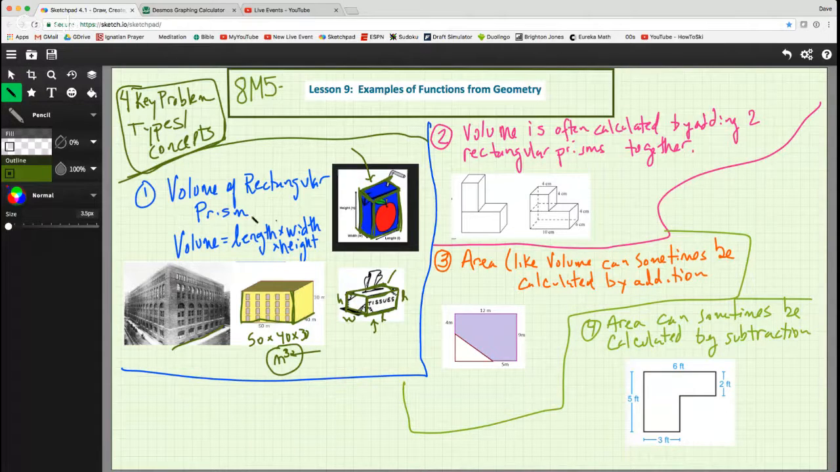Okay. The second thing we're going to talk about is the volume is often calculated for compound objects, as they call them, by adding the rectangular prisms together. So there's no formula to help me figure out the volume of this object by just doing 1 simple multiplication. In this case, I need to break this down into 2 objects, object 1 and object 2, and then I add the volumes together.